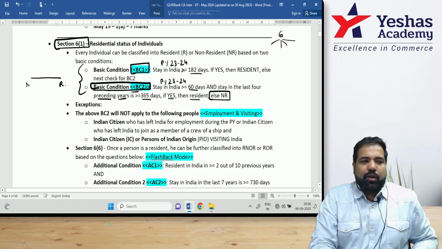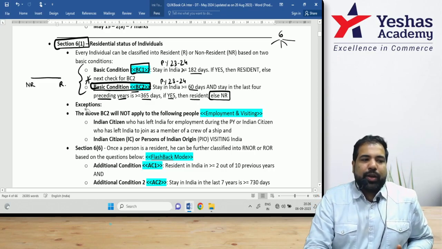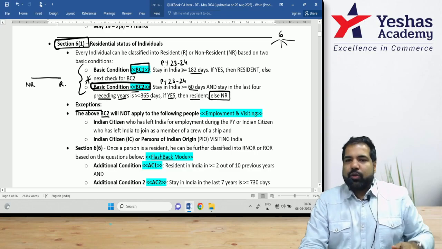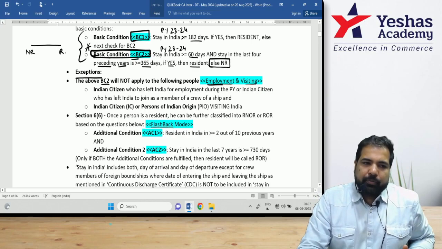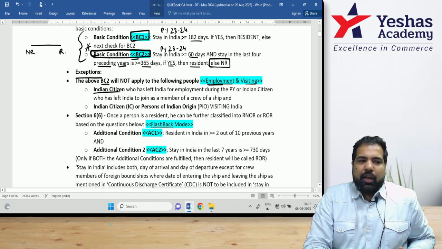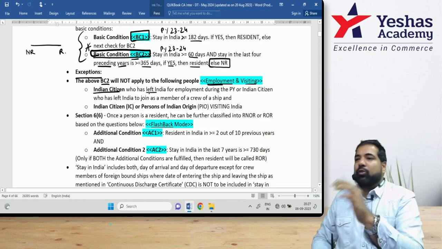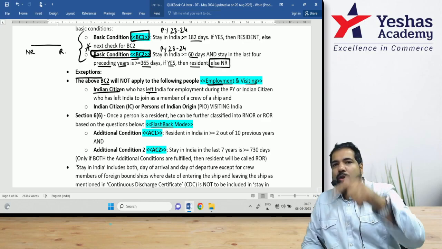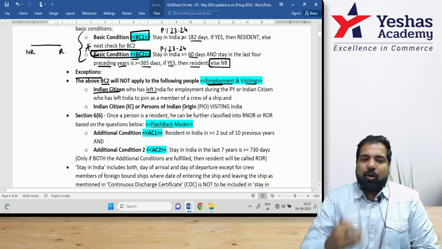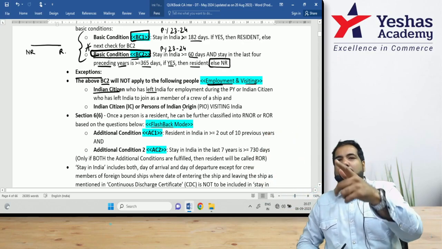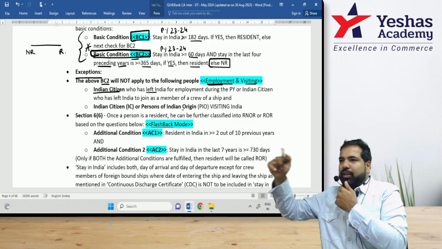So basic conditions help you become what, guys? Either resident or non-resident. Guys, while this is great, there are two exceptions where basic condition 2 will not apply. Do you remember employment and visiting? Guys, what is employment? Indian citizen only, who has left India during the year for what purpose? Employment outside India. As a CA, you get a job in Dubai. But employment also means, guys, working as a crew member on what? Ship. On which ship, guys? A foreign bound ship. A ship which is going outside India, not the ship which goes from Mumbai to Goa, guys. Not that ship, foreign bound ship. Are we okay? Even that is work only, even that is employment.